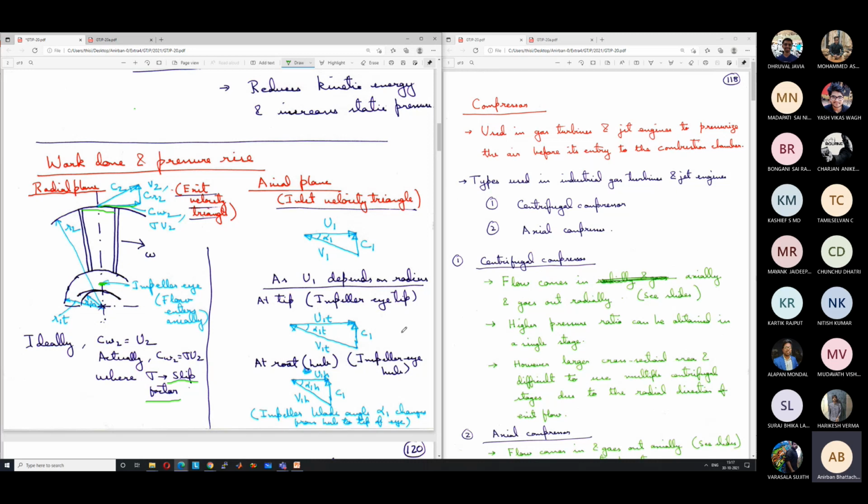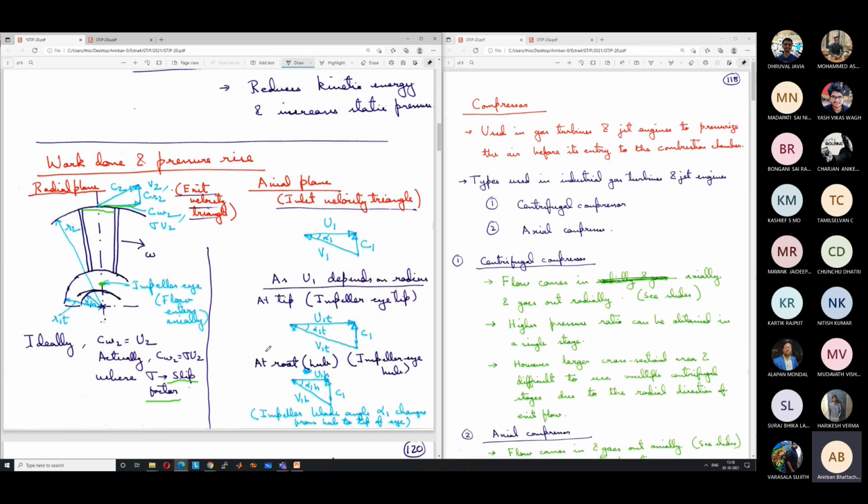What about the tip? At the tip also the absolute velocity is still C1. It is coming from outside. But the blade velocity is higher because at the tip the radius is more, but the angular velocity is the same. So the linear velocity is higher, U1t. As a result, the relative velocity V1t will also be higher and the angle will be smaller.